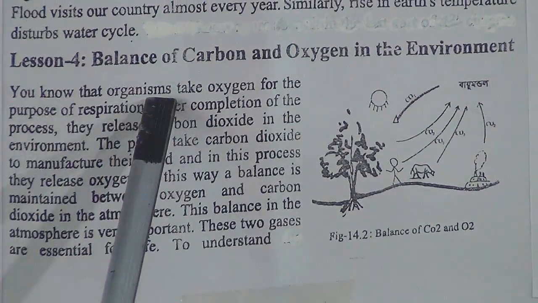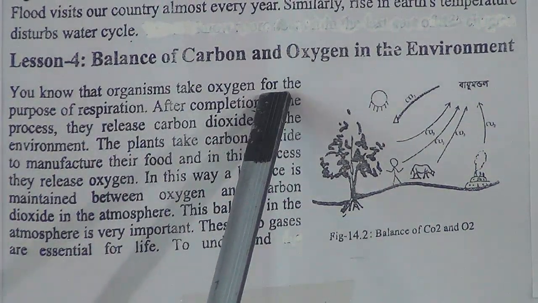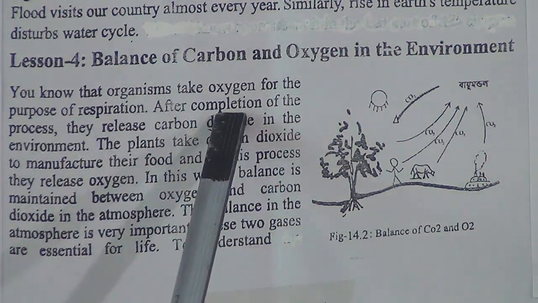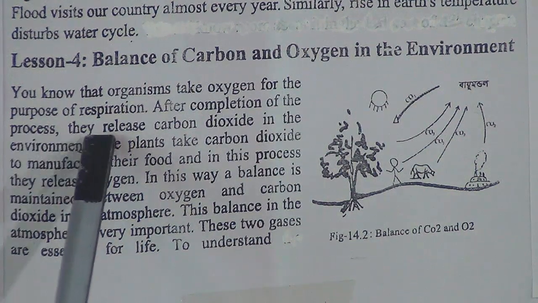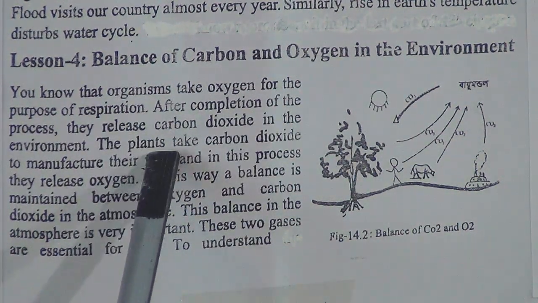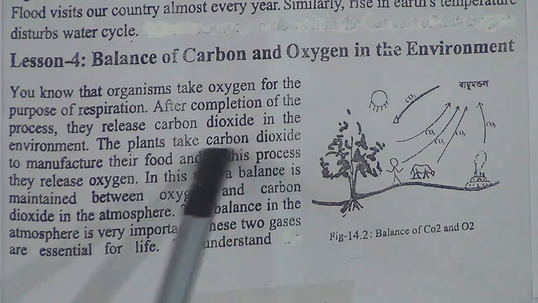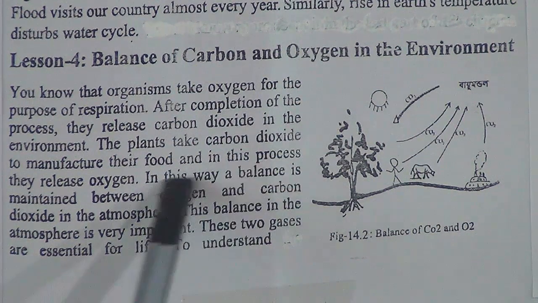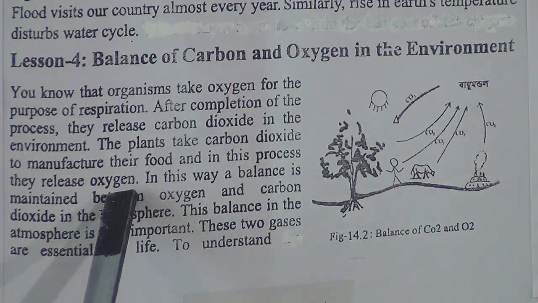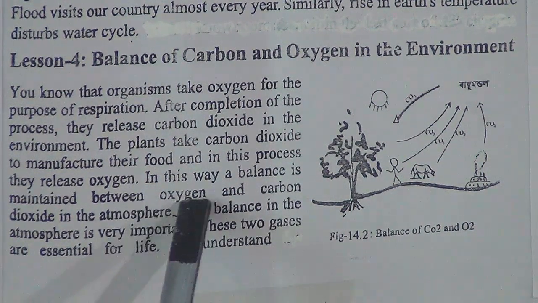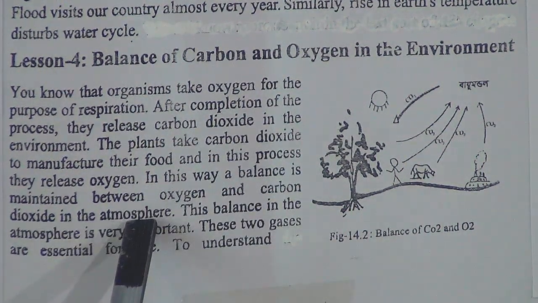You know that organisms take oxygen for the purpose of respiration. After completing the process, they release carbon dioxide in the environment. The plants take carbon dioxide to manufacture their food, and in this process they release oxygen. In this way, a balance is maintained between oxygen and carbon dioxide in the atmosphere.